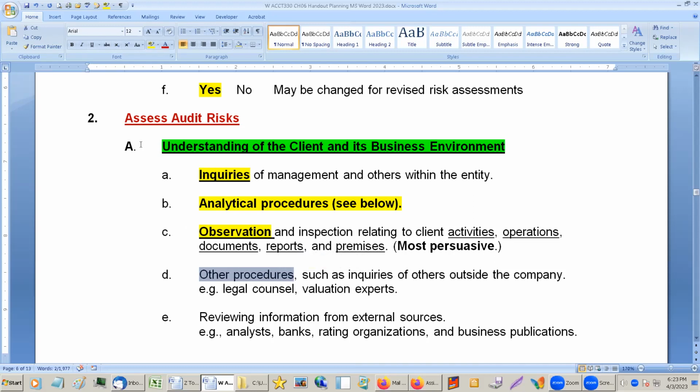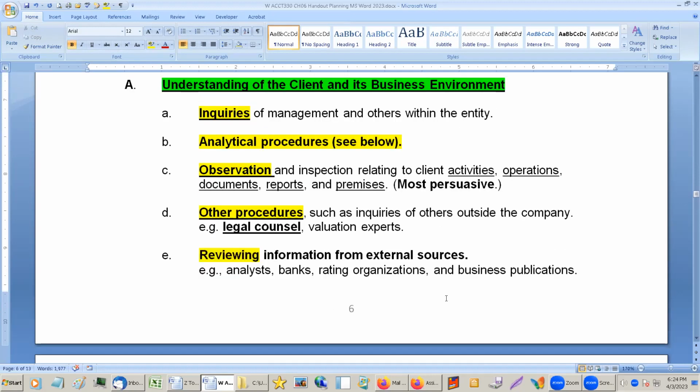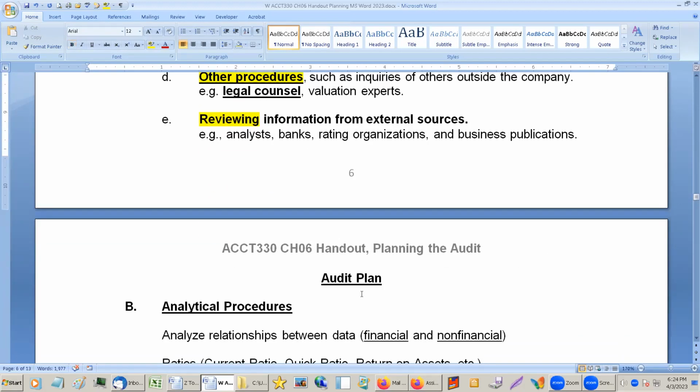Other procedures, such as inquiries outside the company. Legal counsel, a big one for US companies. And reviewing information from external sources. Analysts, banks, rating organizations. A lot of these are for larger companies. For instance, IBM will have a bunch of analysts working on their company, see what those analysts say, see what the banks say. Rating organizations for bonds and things like that, see what they say. So external sources are simply those people out in the press and banks and things like that, and how they are actually looking at the client.